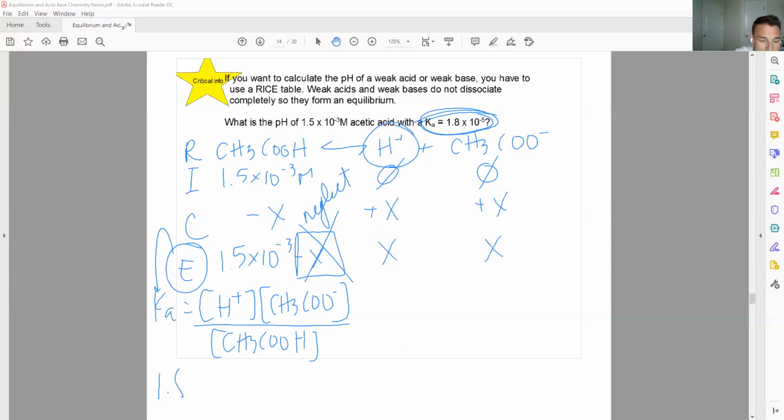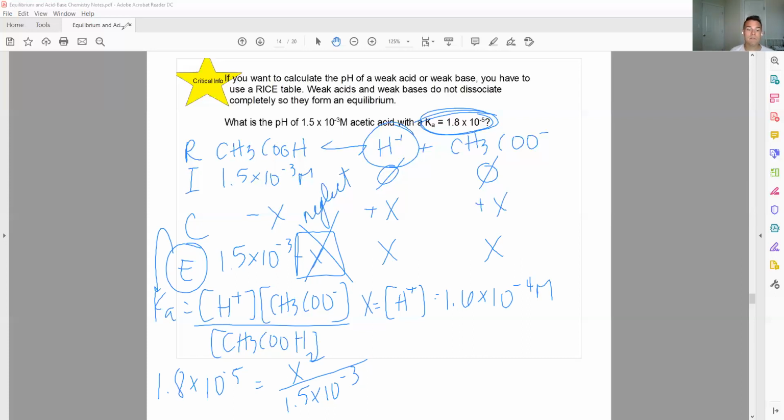I know the Ka is 1.8 times 10 to the negative fifth. That's going to be x times x, which is x squared, over 1.5 times 10 to the negative third. So what I want to do is multiply both sides by 1.5 times 10 to the negative third, and then take the square root. When I do that, I will solve for x, which is the H plus concentration, which you should get as 1.6 times 10 to the negative fourth molar. Okay, make sure you can do that math. Pause the video, do the math, make sure you can get that value as x.